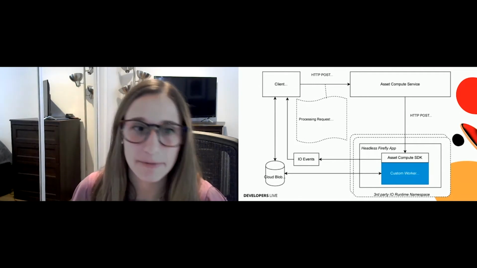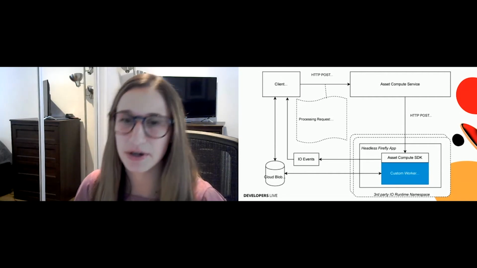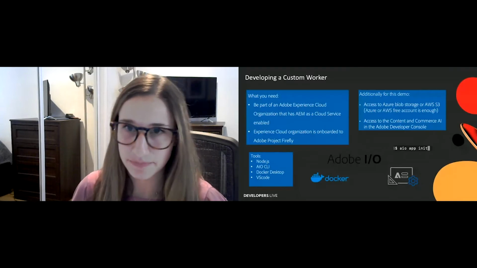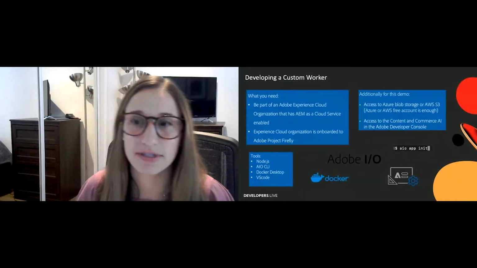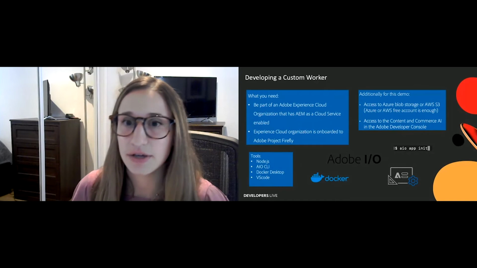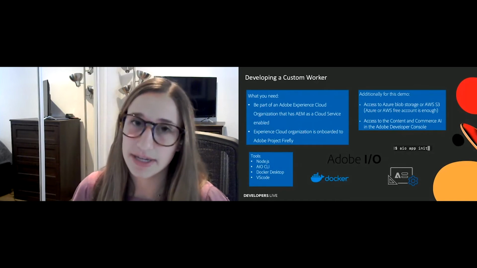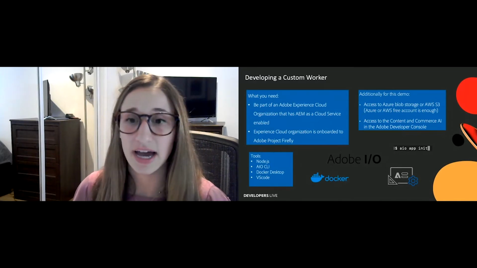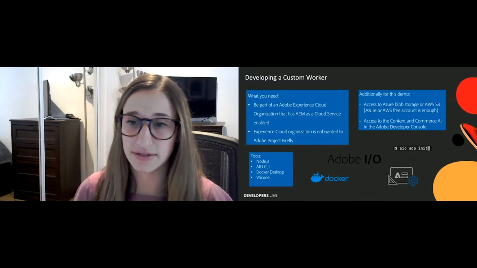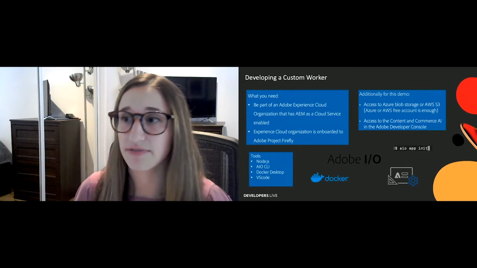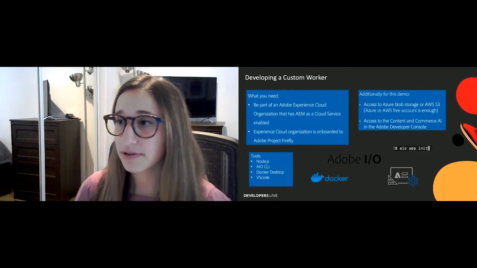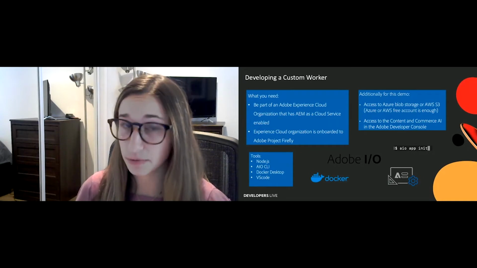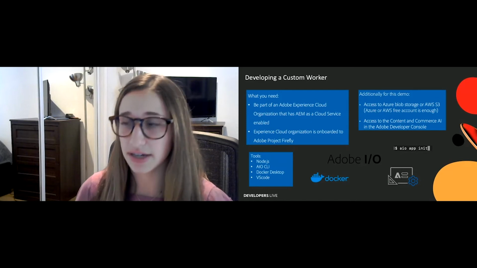Okay, so next I will be demoing how to create a custom worker, run, test, and deploy it, as well as using it in AEM. A few things before developing a custom worker: you need to be part of an Adobe Experience Cloud organization that has AEM as a Cloud Service enabled. This organization must also be onboarded to Project Firefly. Additionally, for this demo, you will need access to Azure Blob Storage or AWS S3. The free tier is good enough.